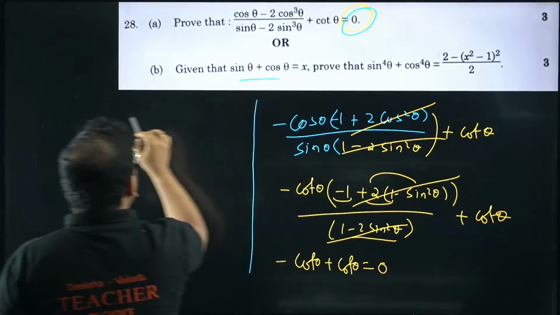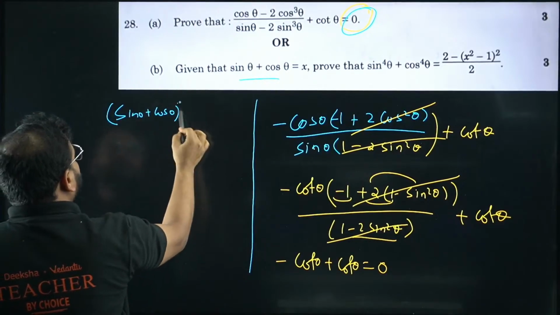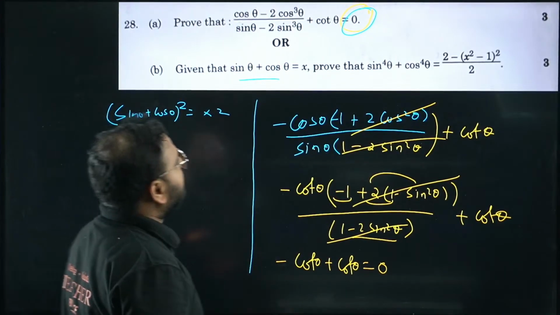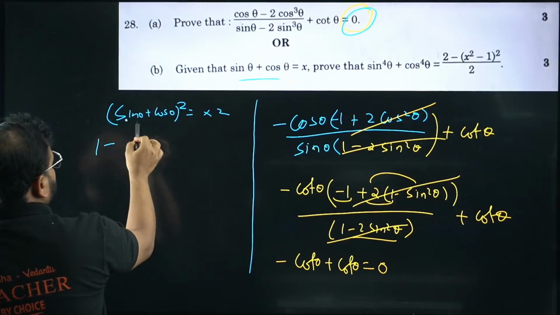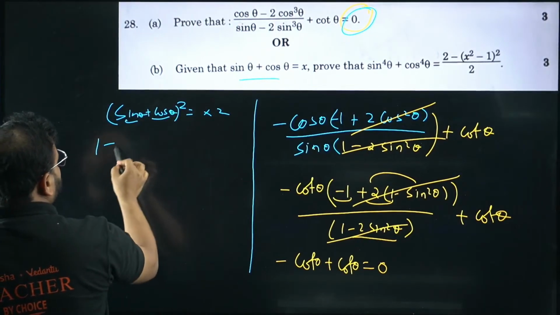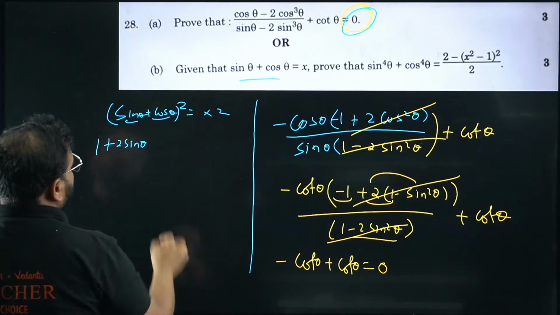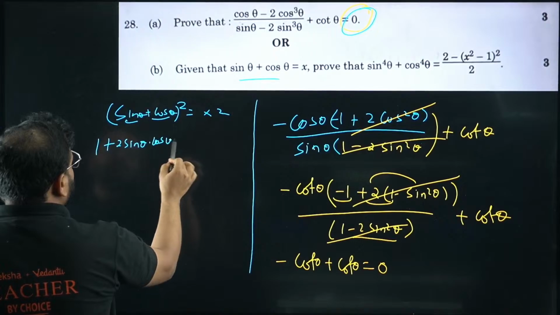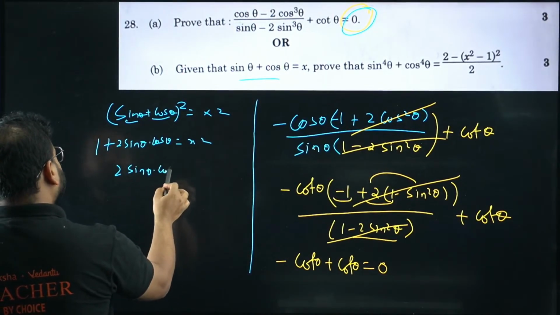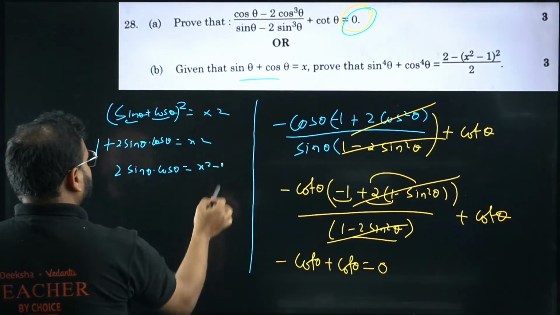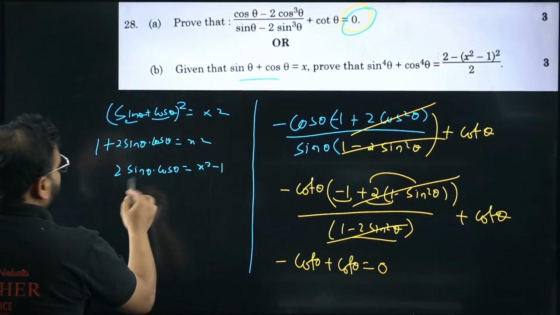What about this, sir? But this is very simple. Take sin theta plus cos theta, okay, and take the whole square. It will become x square. From here you solve it, you're going to get 1, because you're going to have sin square plus cos square, right? It will become 1. So 1 plus 2 sin theta cos theta equals x square. You get here 2 sin theta cos theta equals x square minus 1. And from here you can square it once again.